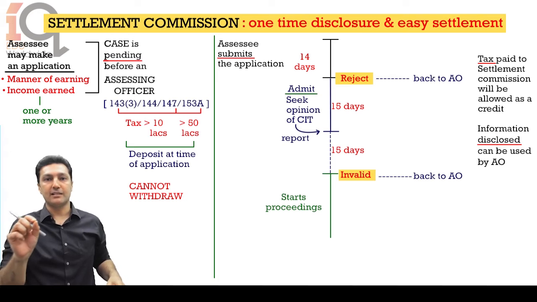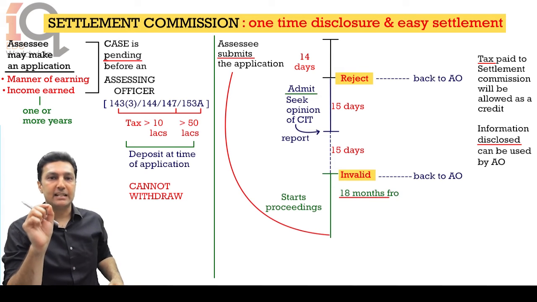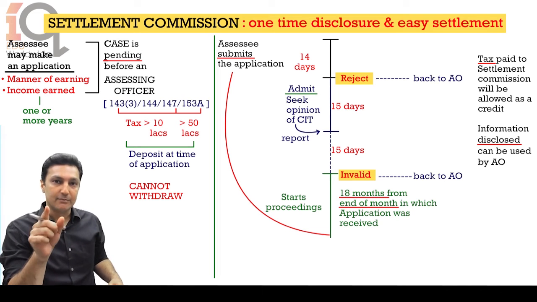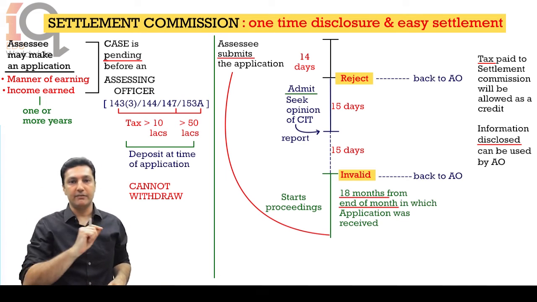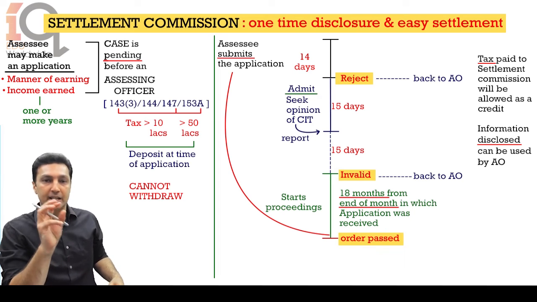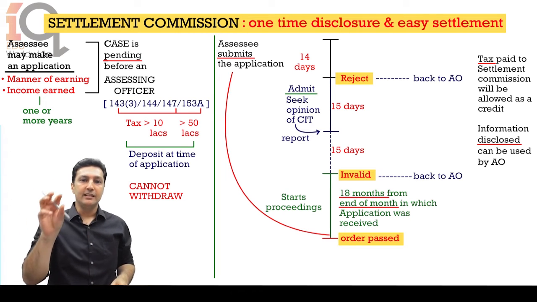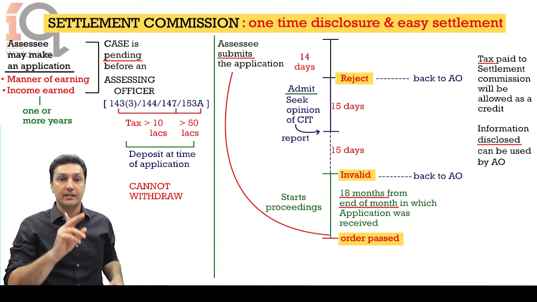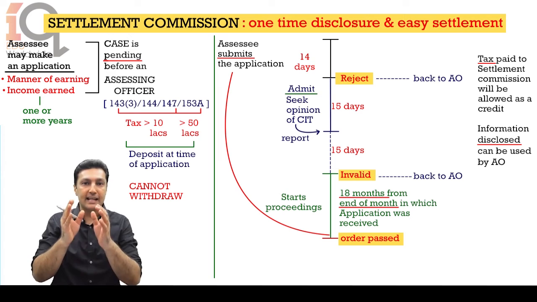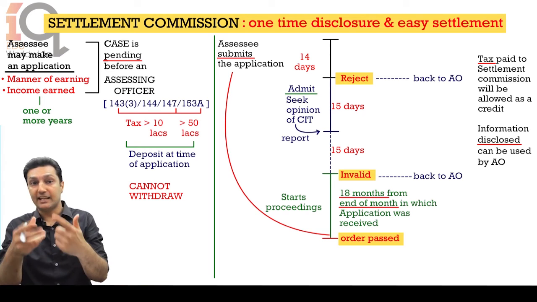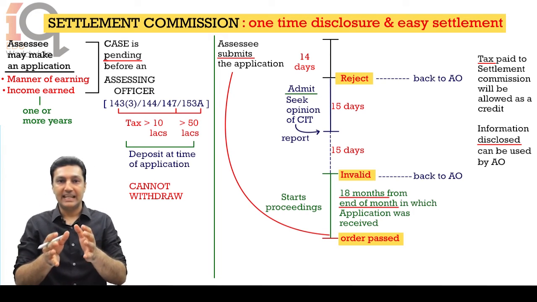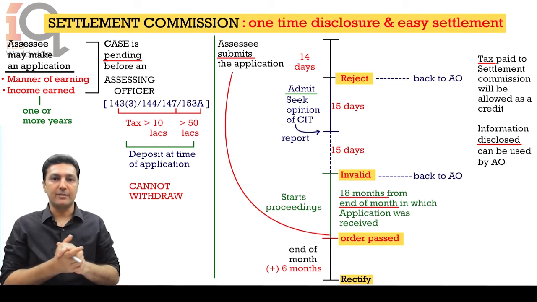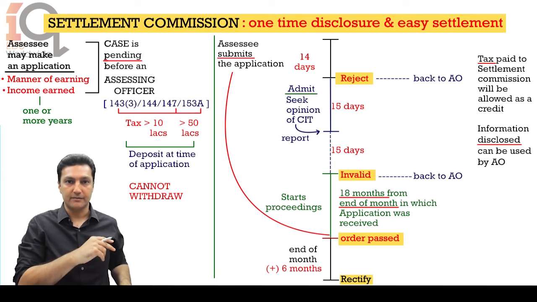They will then pass an order within 18 months from the end of the month in which the application was received. In this order, they will give the assessee time to pay the tax, and the assessee must deposit all the tax. Later, if it is found that there is an error or a mistake apparent from the record in an order of the settlement commission, they can rectify it within 6 months from the end of the month in which the order was passed.